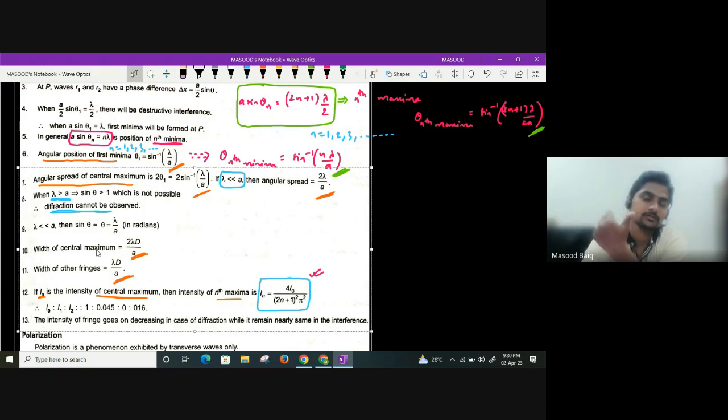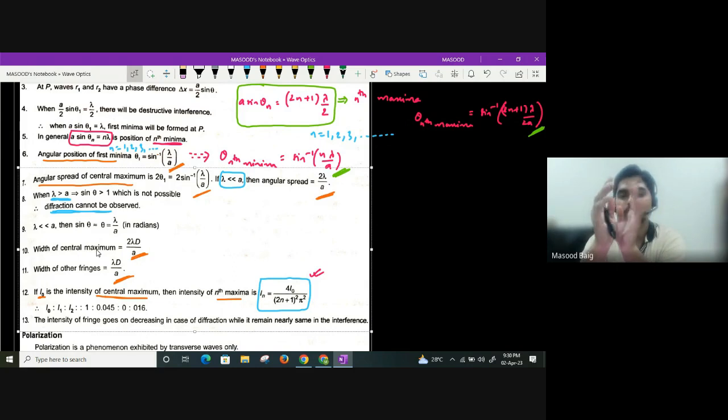What is the condition for secondary maxima formation? Condition for secondary minima formation? What is angular position of first minima? What is angular position of nth minima? What is angular position of nth maxima? What is angular spread of central maxima? Width of central maxima? Width of any other fringe? And what will be intensity of nth maxima? These 10 points in diffraction, 10 formulas you remember.